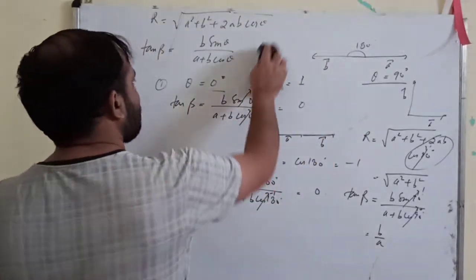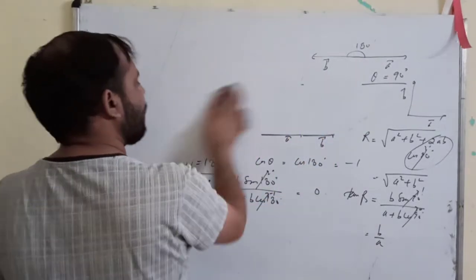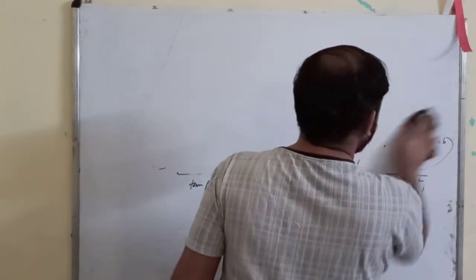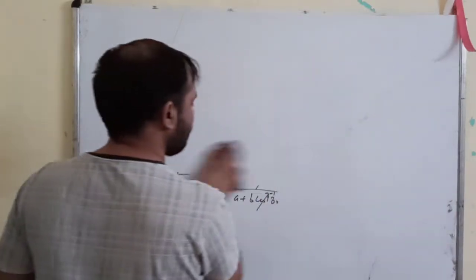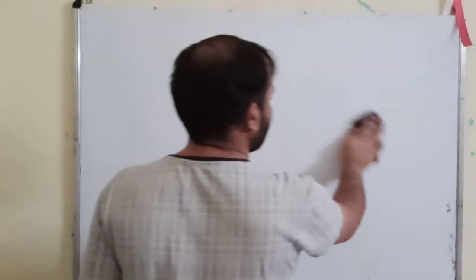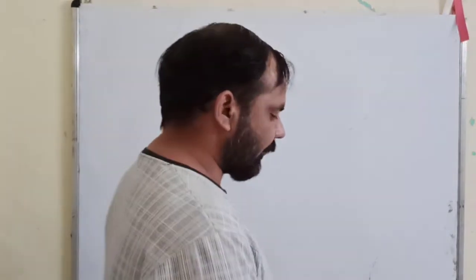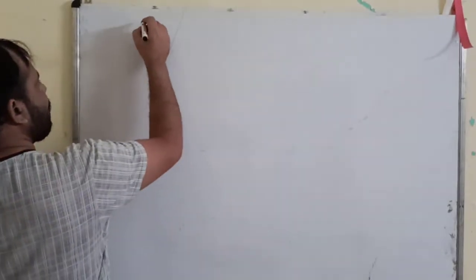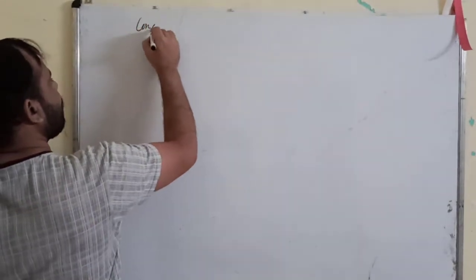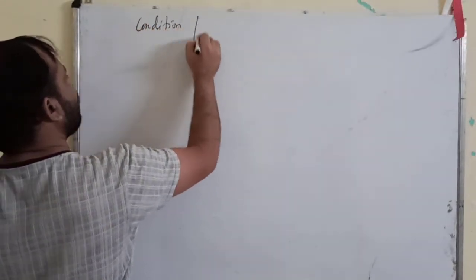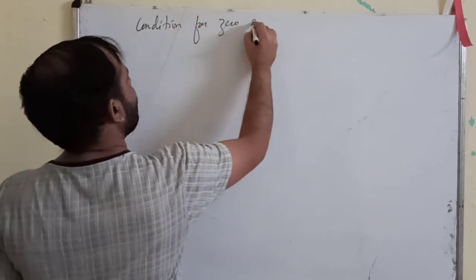Okay. A few small things I will also discuss today, small topics. So this was about the methods to find out the resultant. Resultant means you are doing the addition. Okay. Now, condition for zero resultant.